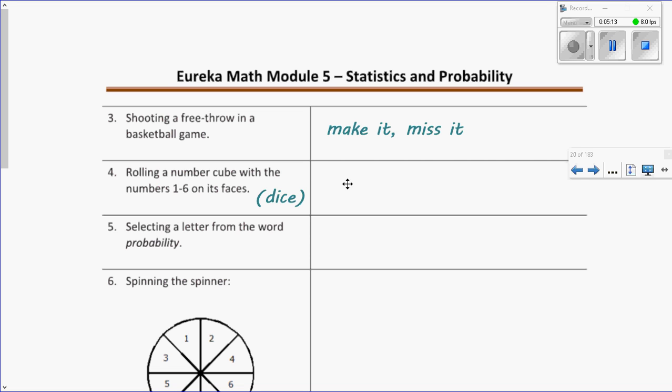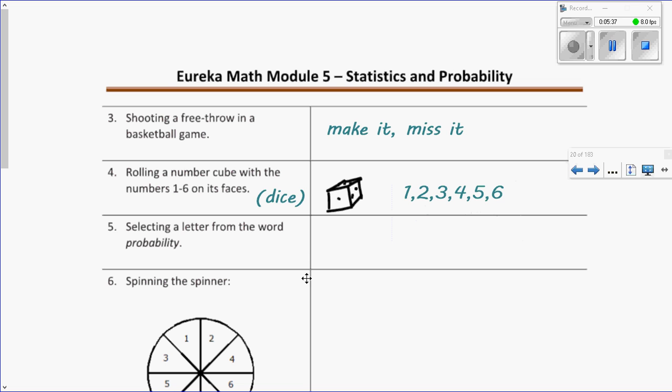So if you just have one dice, you know, it's got 6 sides and it's numbered 1 through 6. Right? So what are the possible outcomes? You could land on a 1, a 2, a 3, a 4, a 5, or a 6. And that's it. It's going to be one of those. It's not going to be 0. It's not going to be 7.